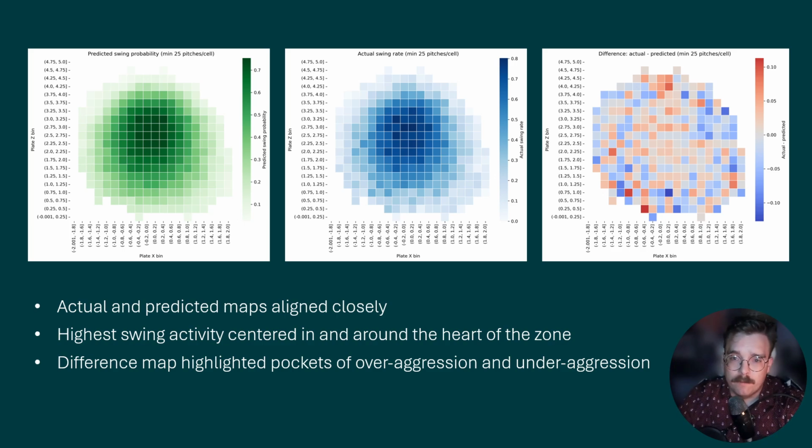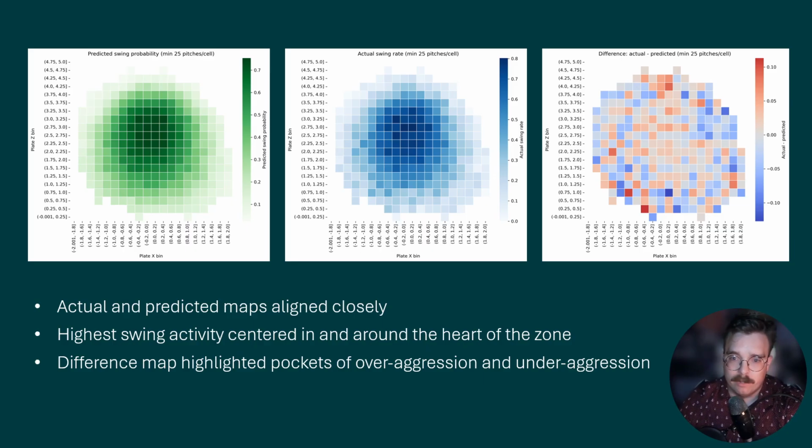The third map, the difference map, is especially valuable. It highlights where hitters swing more aggressively or more passively than the model would expect. In other words, it starts to isolate zones where behavior deviates from the learned baseline. That kind of map can matter for player development, scouting, or approach analysis because it helps identify where decision making is aligned with expectation and where it is not.